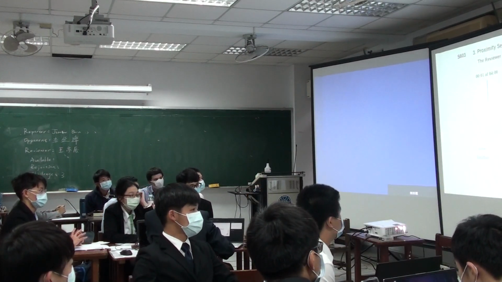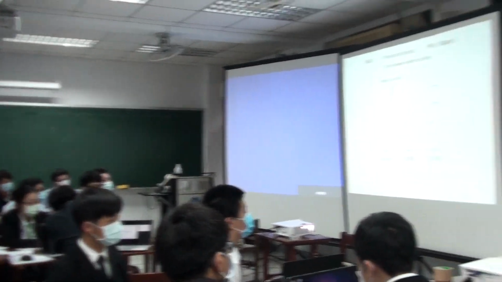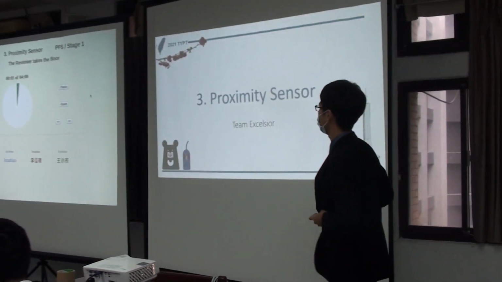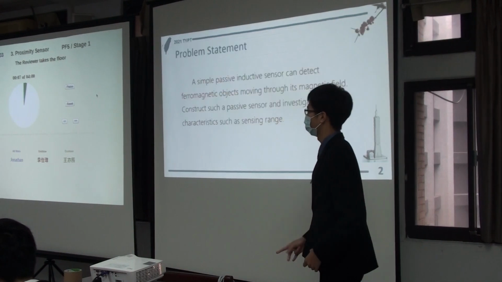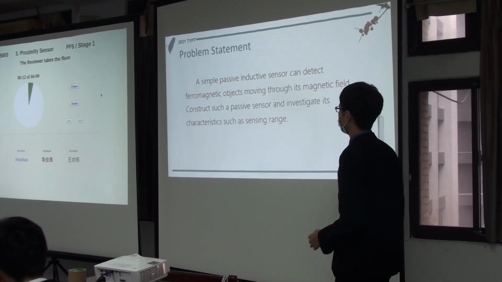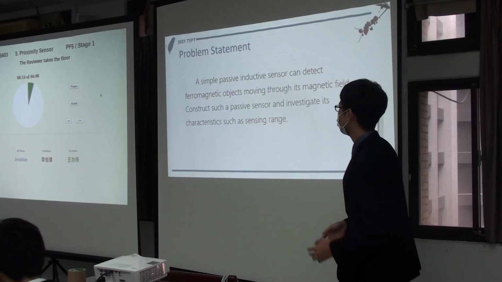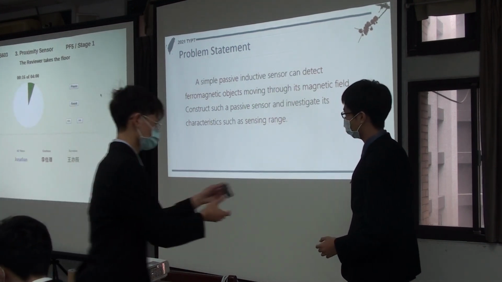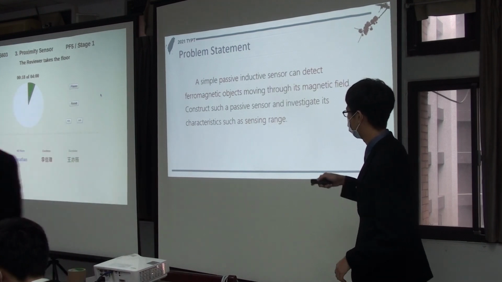I'm the reviewer from the same team here, and the problem statement I'm going to review is problem statement number 3, proximity sensor. A simple passive inductive sensor can detect a magnetic object moving through its magnetic field. Construct such a passive sensor and investigate its characteristics such as sensing range.